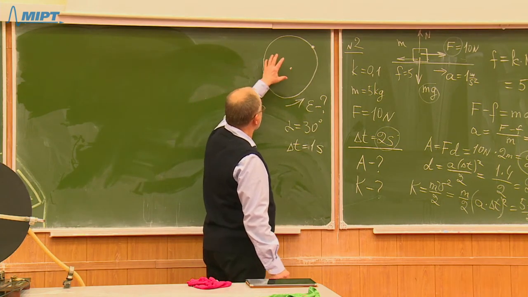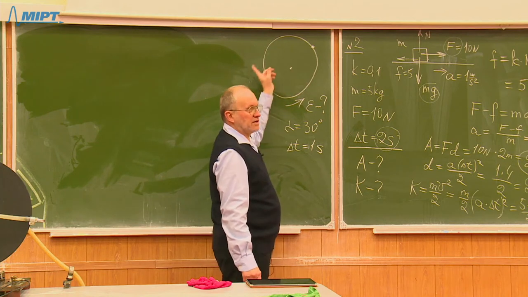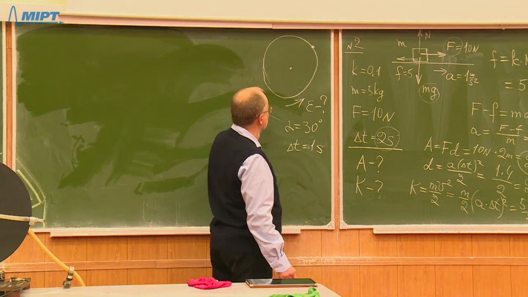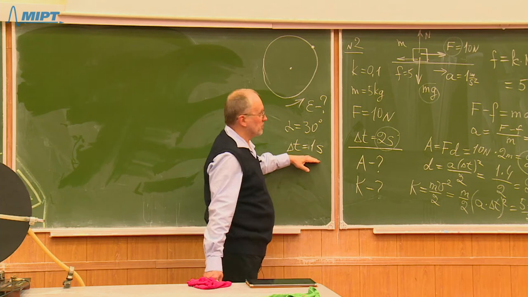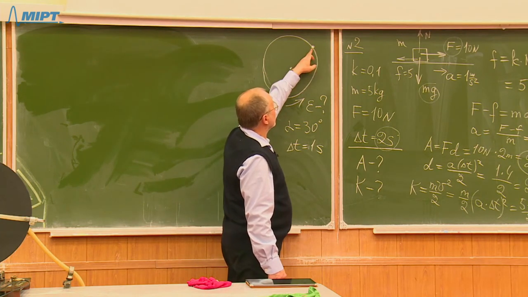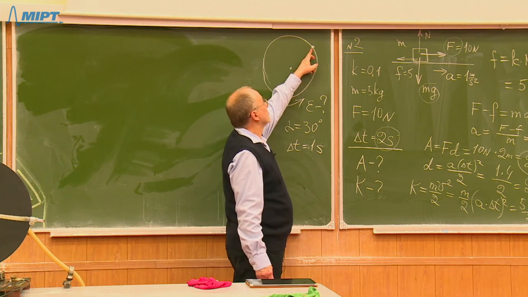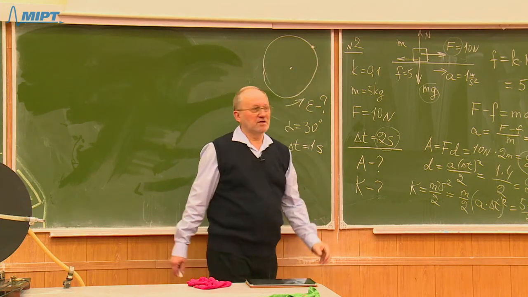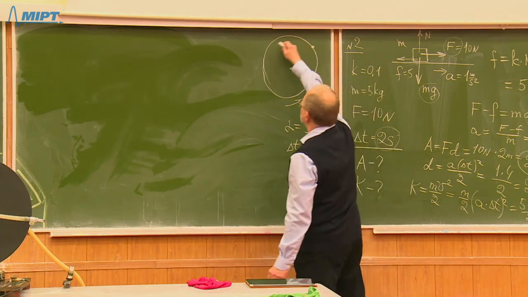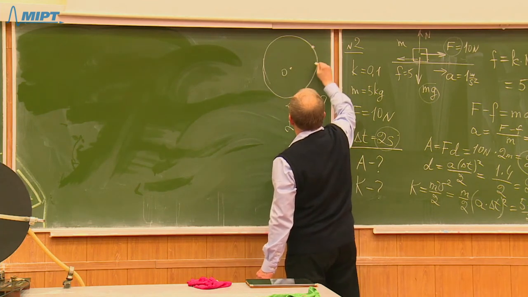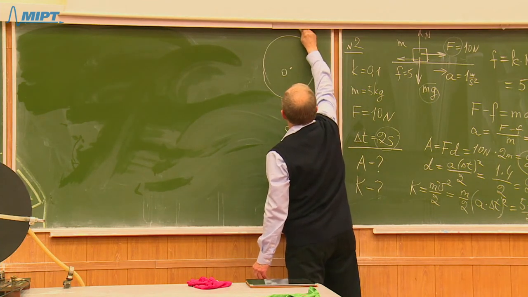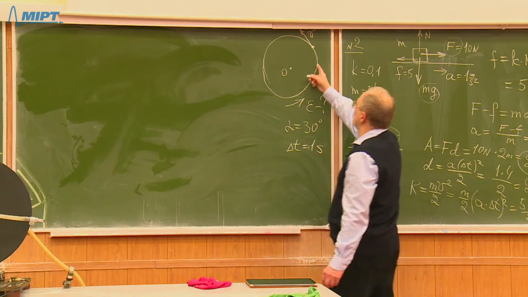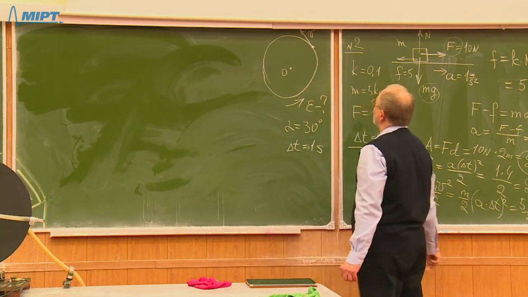From the initial position of zero angular velocity, the wheel starts rotating with angular acceleration, and in 1 second, something happened. What? The vector of total acceleration of this point turned out to be directed at 30 degrees to the vector of linear velocity. Where is the vector of linear velocity if this point is rotating about point O? The linear velocity will be this vector. The linear velocity is a tangential vector, tangential to the trajectory of this point.